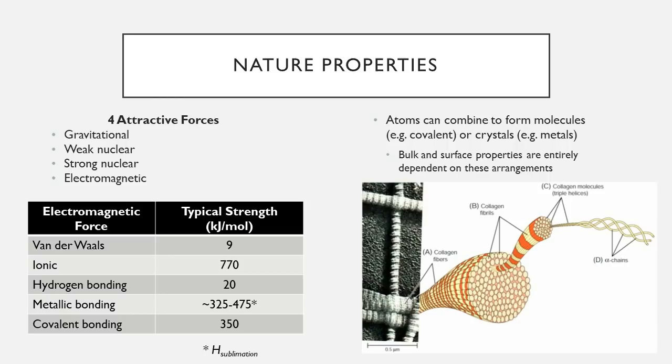So first up, I want to talk about materials at the atomic level because I think the key to understanding the bulk property and surface properties of materials is actually to figure out at the atomic level how things are put together, and then we can start looking at macro levels from there.